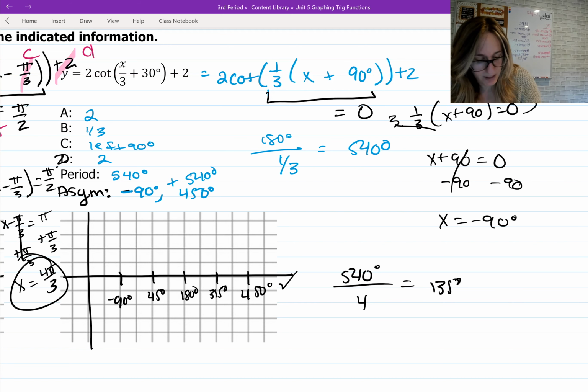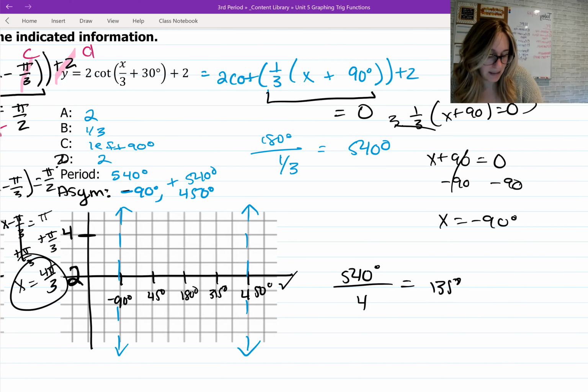Now I'm going to put in my asymptotes. I have one at -90 and one at 450. Then I have to label my y-axis. I have a midline at 2, so I'm going to label this as 2 because that's my midline. I know I'm going up 2 from the midline, so that's going to be 4 because 2 plus 2 is 4. Then I know I'm going down 2 from the midline.